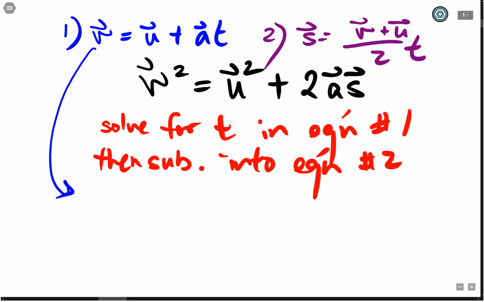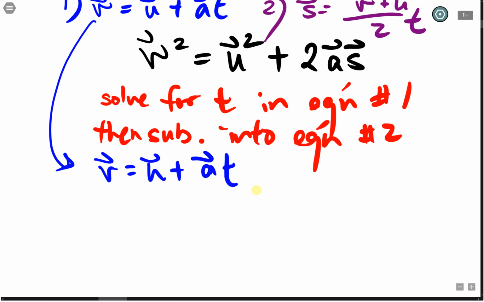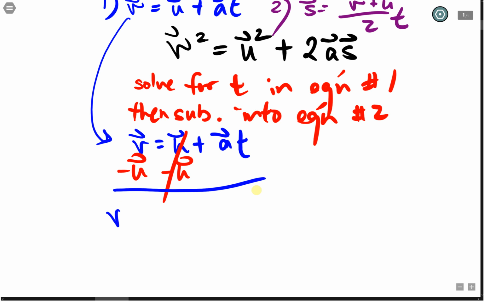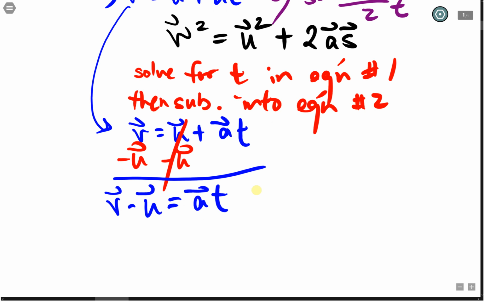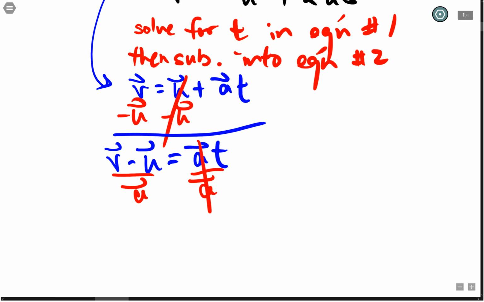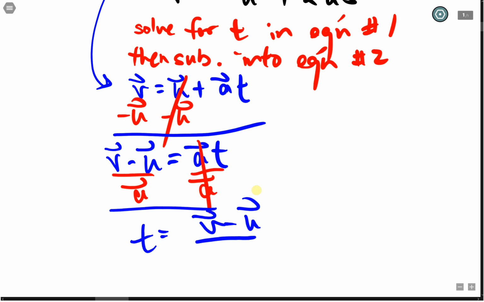First of all, again, I'm going to solve for t in my first kinematics equation. I have v is equal to u plus at, and I'm going to solve for t. The first step, I'm going to move u to the other side by subtracting u from both sides of the equation. I will be left with v minus u is equal to at. Then I'm going to divide both sides by a, which will leave me with t is equal to v minus u divided by a.